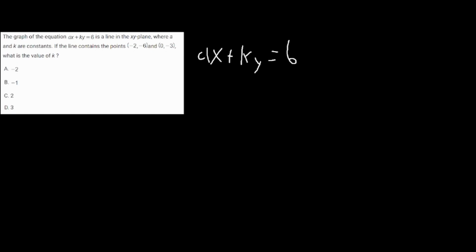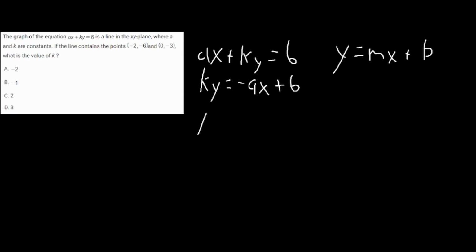So what I'm going to try and do first off is to try and convert this equation into the form of y equals mx plus b. So what I'll do is I'll subtract ax from both sides. So ky equals negative ax plus 6. And then I will divide by k, giving us y equals negative a over k x plus 6 over k.